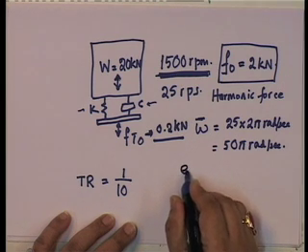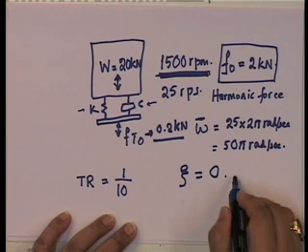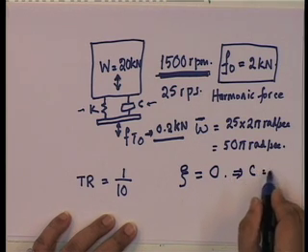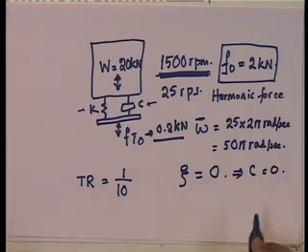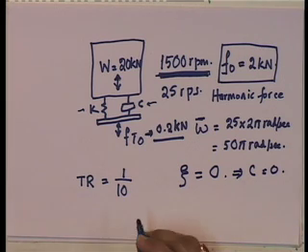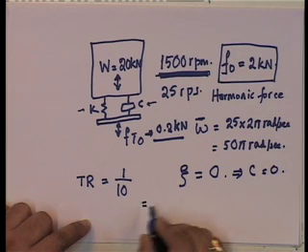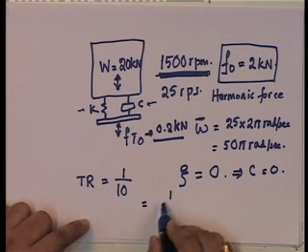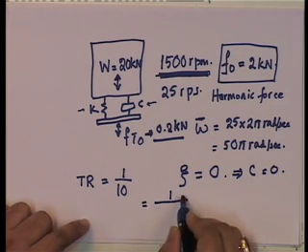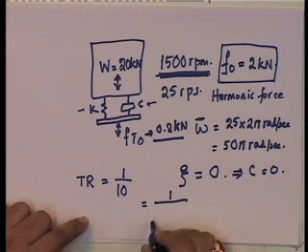So, in other words, xi is equal to 0. This implies that C is equal to 0 automatically, because if xi is equal to 0, C is equal to 0. So, it is an undamped system. If it is undamped, transmissibility ratio is given by what? Let us see what the transmissibility ratio becomes. It becomes 1 upon the plus 2 xi beta, xi is 0, so that disappears.